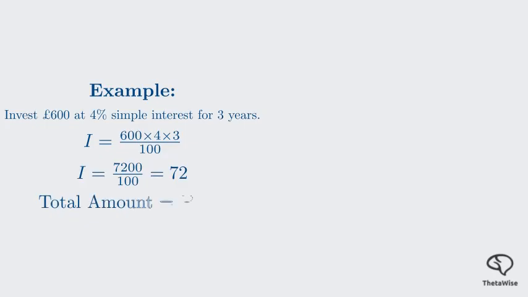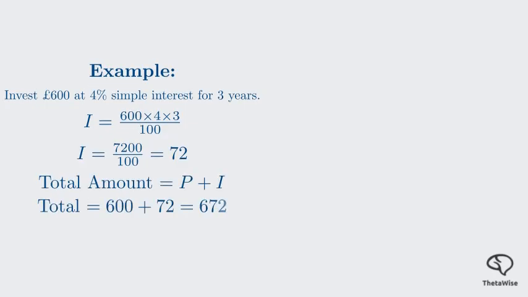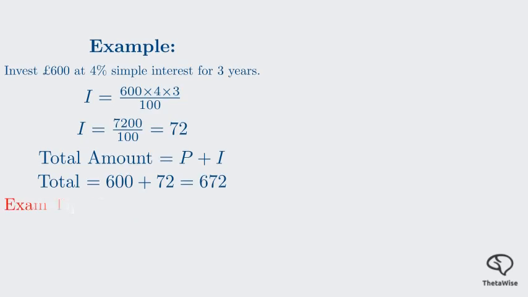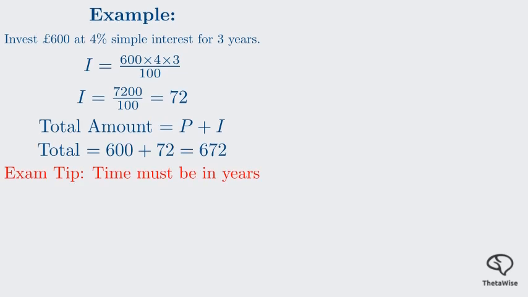If the question asks for the total amount in the account, don't forget to add that interest back to the original £600, giving us £672. Be careful in the exam. Sometimes they give you the time in months. If they say 18 months, you must convert that to years by dividing by 12, which would be 1.5 years.